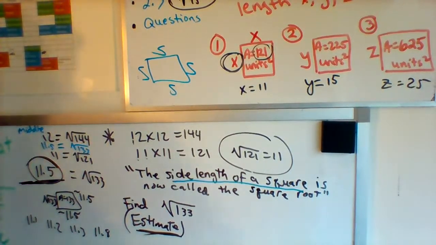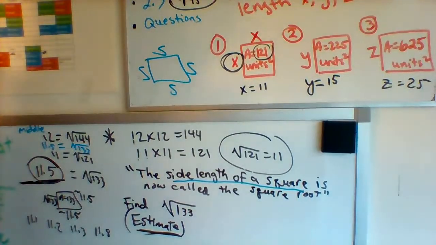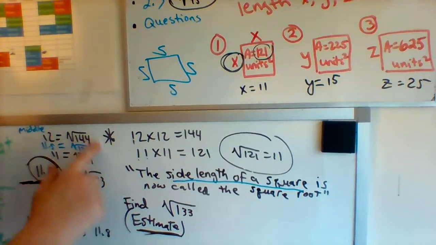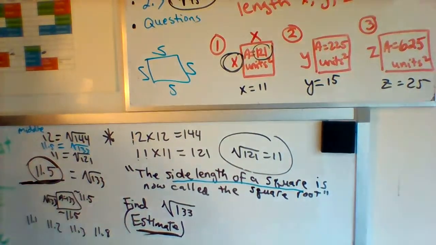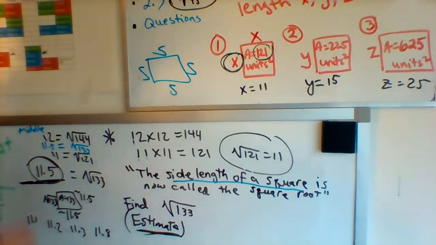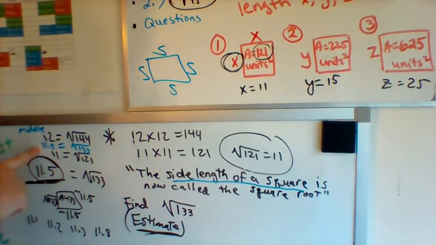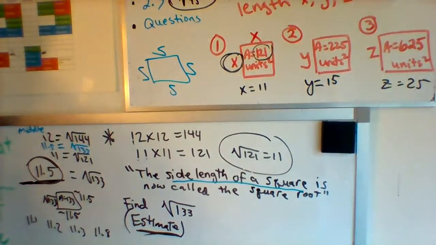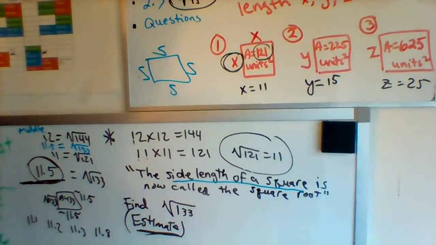I'm still waiting for the class to decide if 133 is in the middle of 121 and 144, because if it's truly in the middle, then Thais's estimate is not just a guess, but it's the right estimate. So can you guys tell me that, please? Is it in the middle?